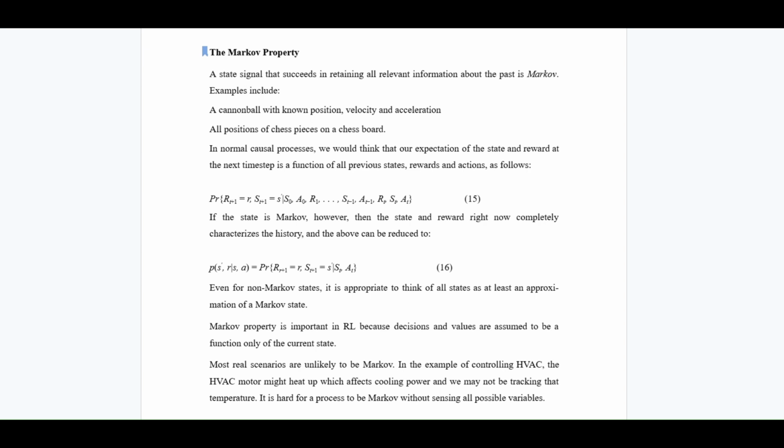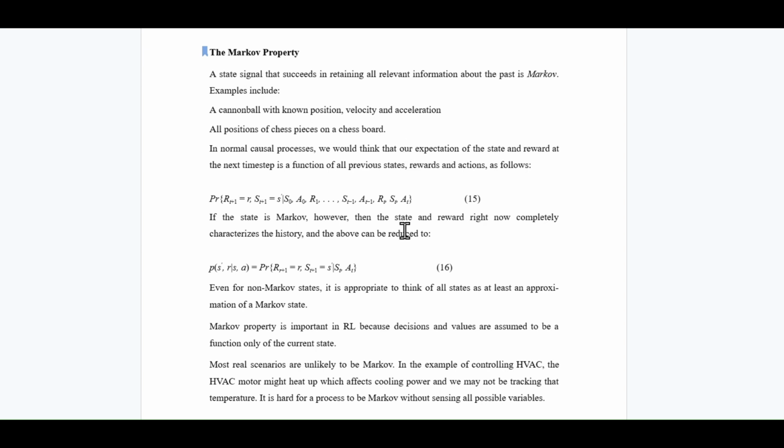You can take examples like a cannonball with known position, velocity and acceleration. So in the Markov property, the main thing is you just need to know only the current position, like a game of tic-tac-toe with the current board position, or a robot with known position, velocity, and orientation. In each of these cases, the current state is all you need to know to make a decision.